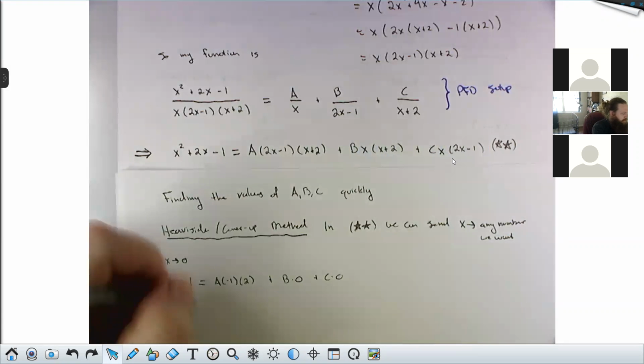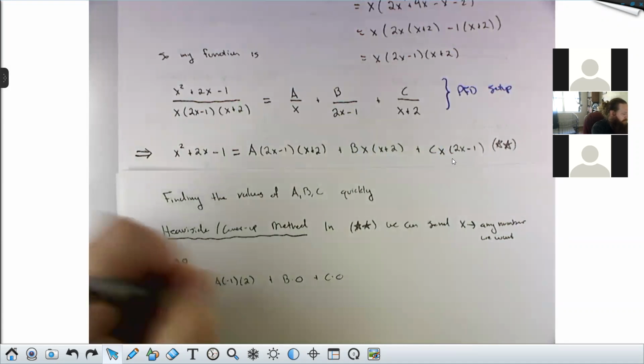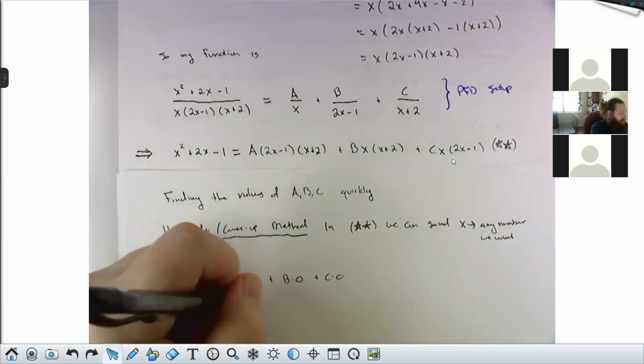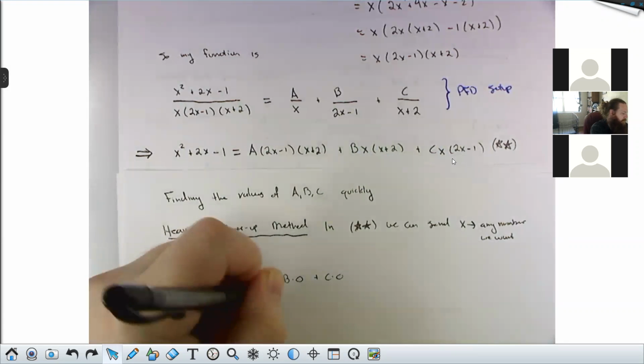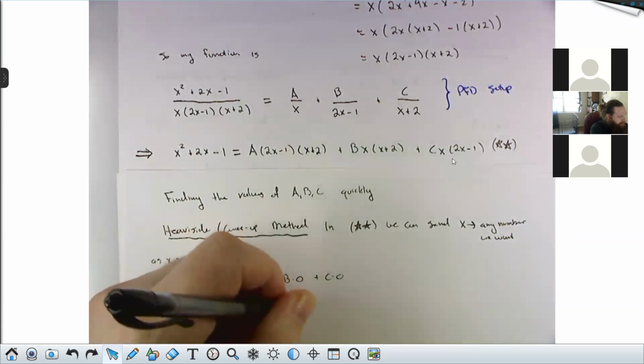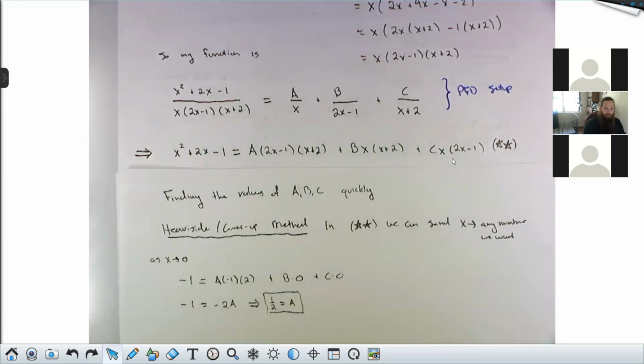So what do I get? I get negative 1 equals negative 2a. Divide both sides by negative 2. 1/2 equals a. Quick and easy.